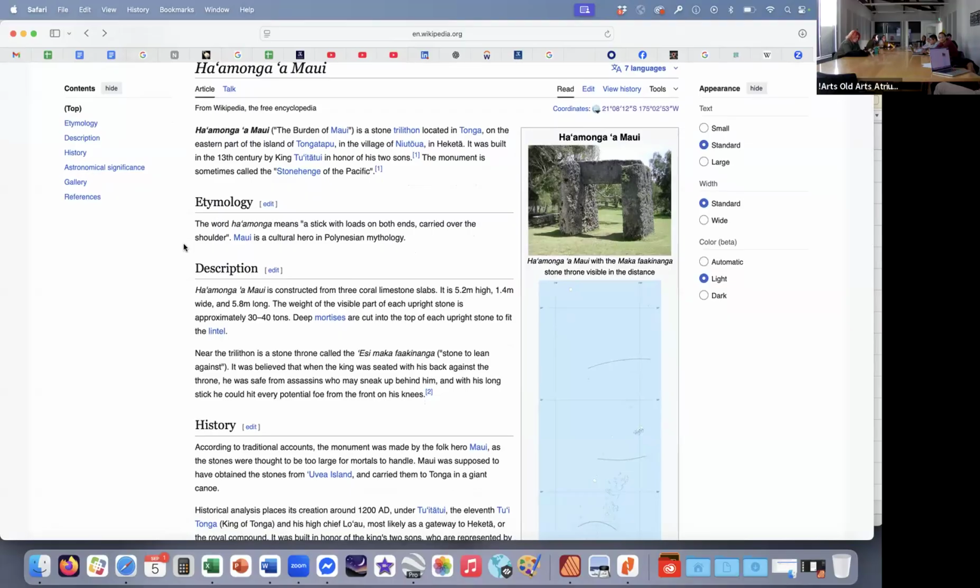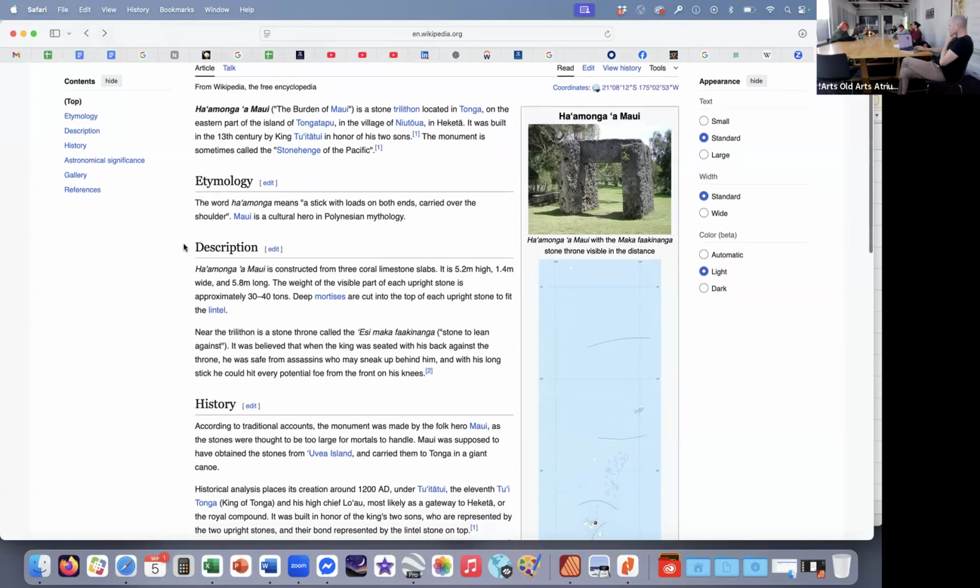So there's no obvious sighting point. Haʻamonga a Māui, sorry. There's no obvious sighting point. No. Well, let's look at the history. It's a stone trilithon located in Tonga. Okay, we know that. It's sometimes called the Stonehenge of the Pacific.